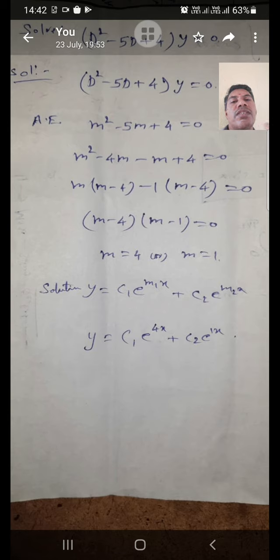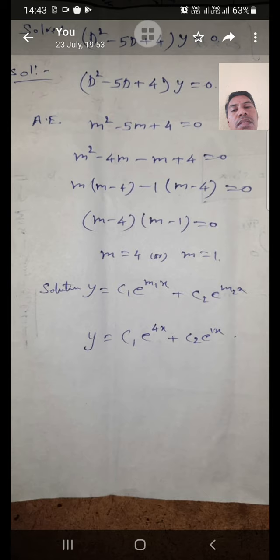From the first two terms we can take m common, then m minus 4, and in the last two terms we can take minus 1 as common, then we have minus 1 of m minus 4. In both places we have m minus 4, so again take m minus 4 common, then we have m minus 1 equals 0. So m minus 4 equals 0 or m minus 1 equals 0. That means m equals 4 or m equals 1. So here we have different roots.